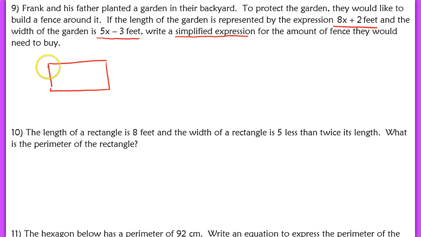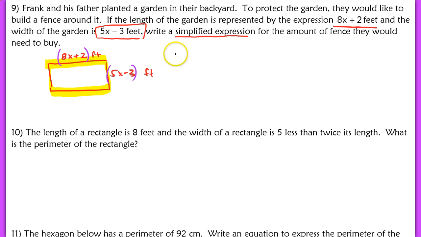So I have a rectangular garden. One of the side lengths is 8x plus 2 feet long. The other side length, the width here, is 5x minus 3 feet long. Now if I want to figure out how much fence I need to go all the way around this rectangular garden, I need to add up all of the side lengths. So this is a perimeter question. This is an application of perimeter. So I need to add 2 of the 8x plus 2 lengths and 2 of these 5x minus 3 lengths.